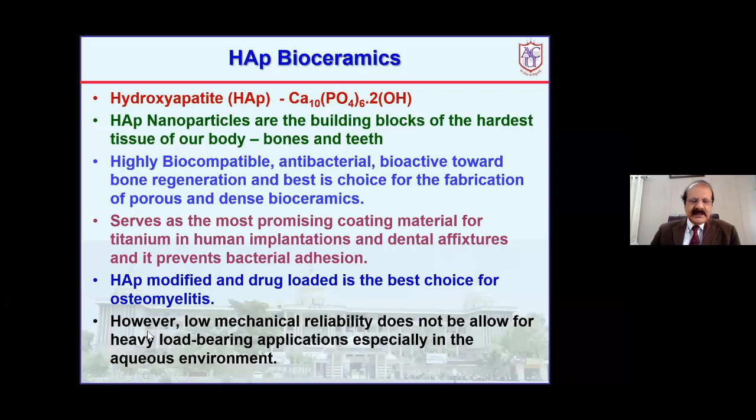And the biggest disadvantage with hydroxyapatite is the low mechanical reliability, and it does not allow for heavy load bearing applications, especially in the aqueous environment. That is the reason why a lot of work is going on to modify the hydroxyapatite to make it more reliable for its modulus properties.